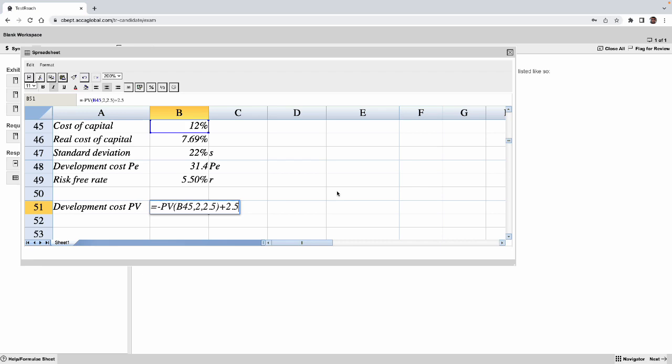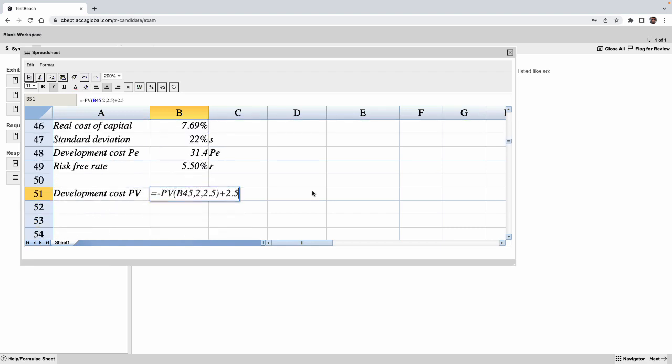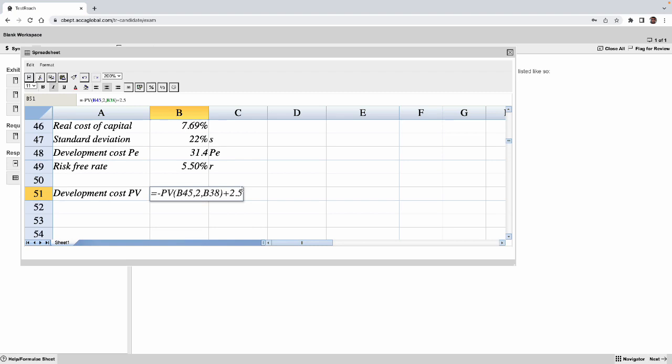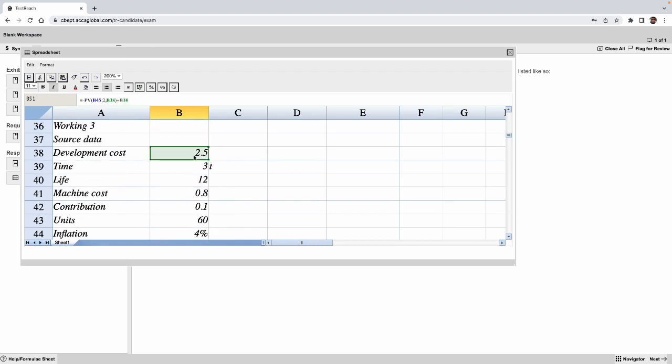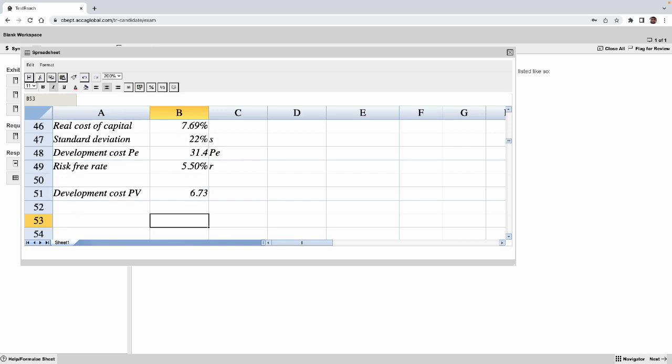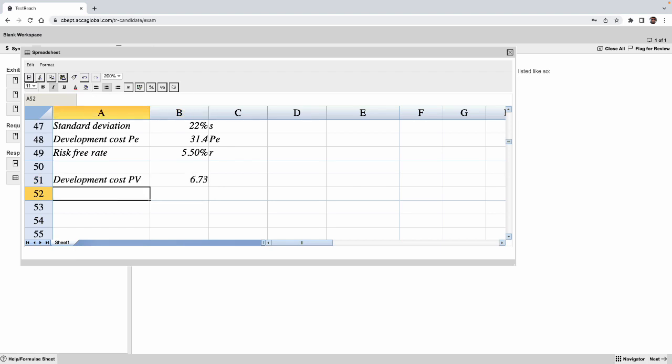You want to just put this one here. Now be careful with this one. A lot of people make mistakes here, but it's okay. The development cost PV done. Next I need to calculate the NPV of the PA value. Got it? PA value. Follow?